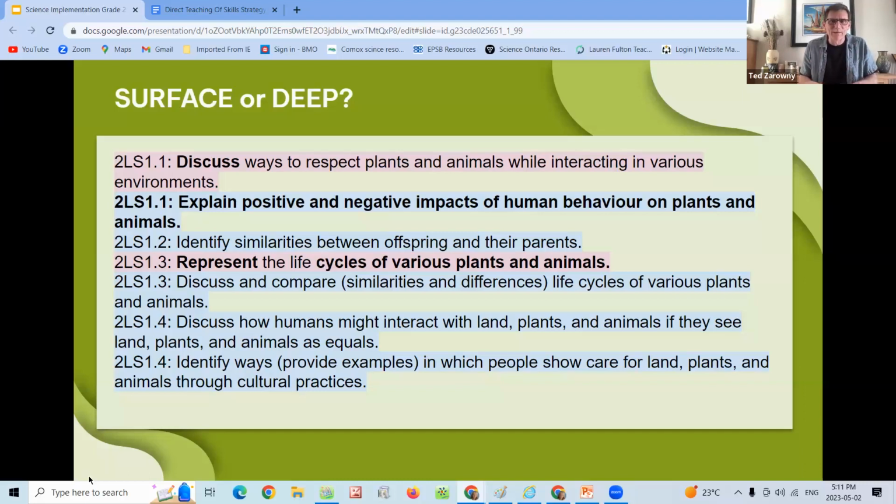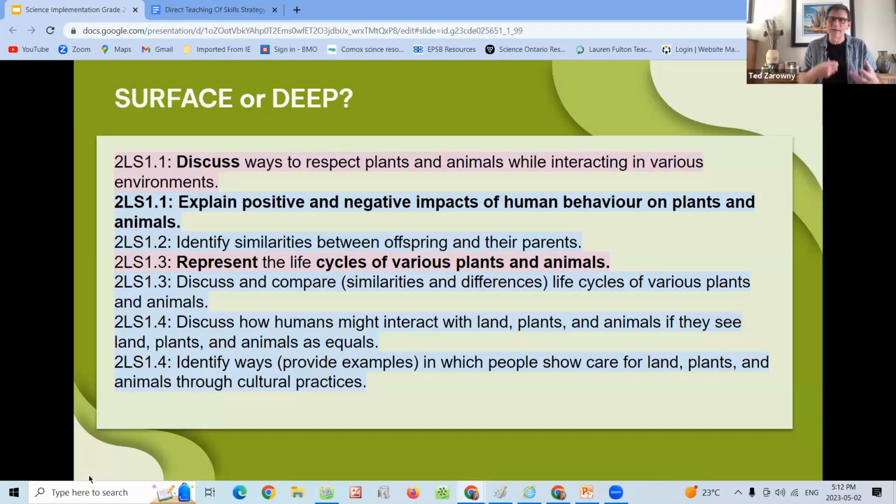If you've done some activities and you've discussed it and learned about it together, and on a quiz you ask them, in class we did this, what were some of the positive and negative impacts of human behavior on plants and animals? That's going to be purely recall, and that's not deep. It's deep when you give a new context to these blue situations and then ask them that question.